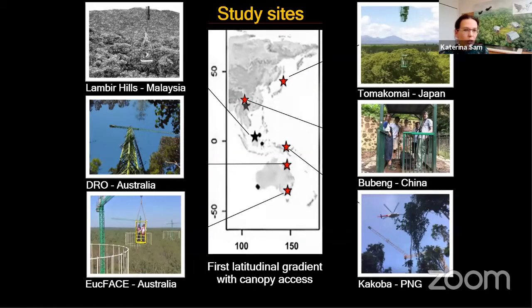There used to be also a crane in Lambir Hills in Malaysia when I was writing the grant proposal, but unfortunately the crane was shut down last year, so we didn't get to work there. But so far we have got five nice cranes where we could work, get to the canopies and study how the predation changes there.